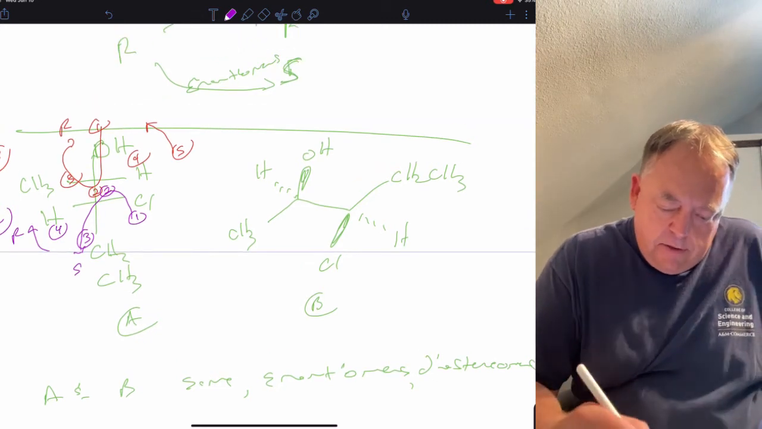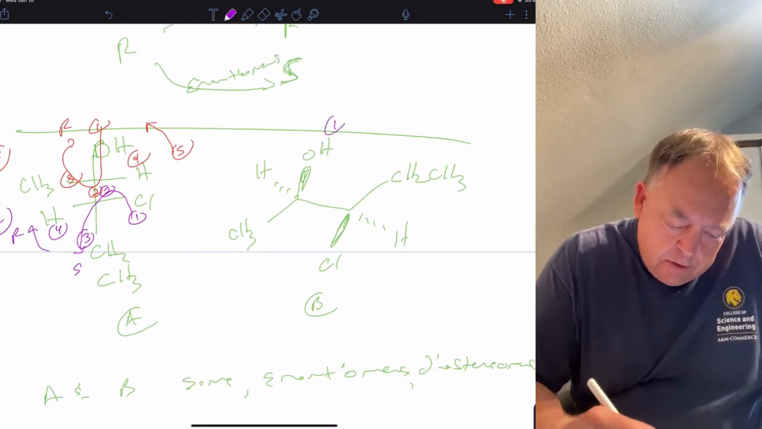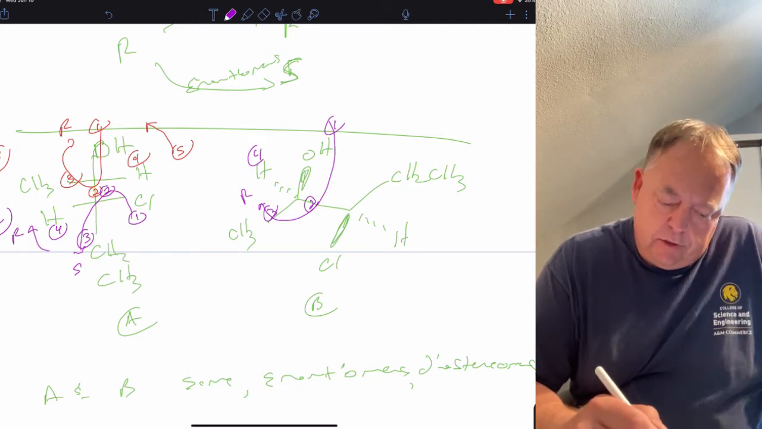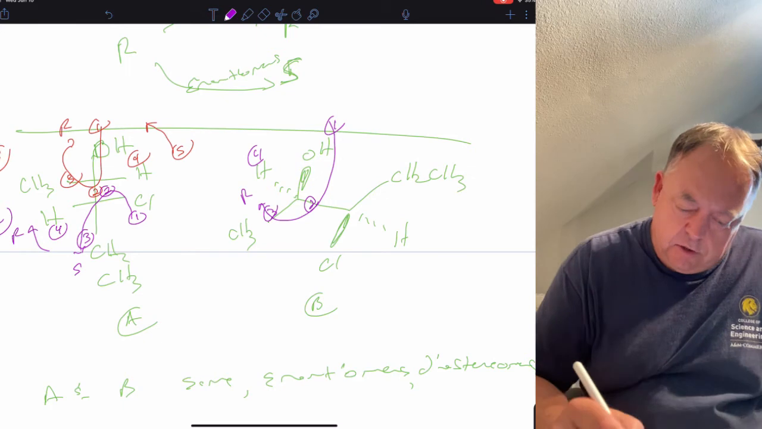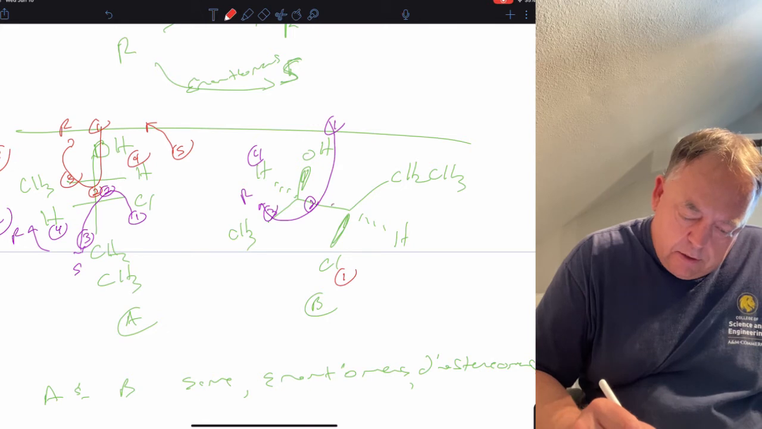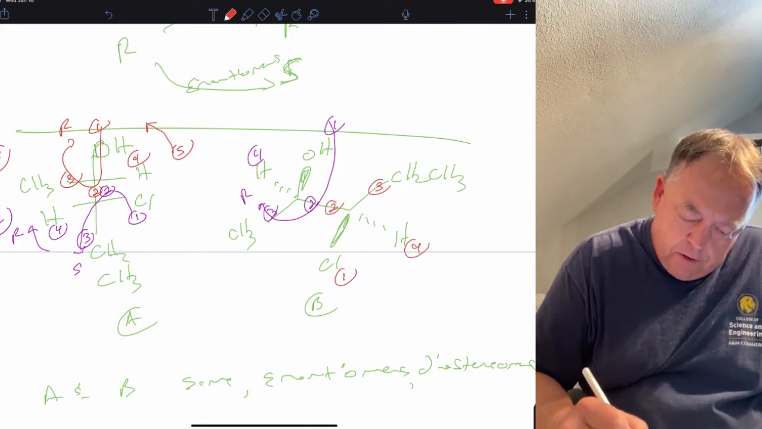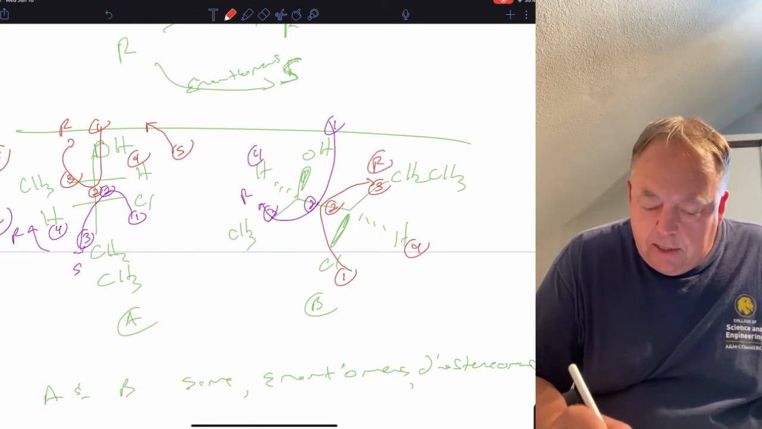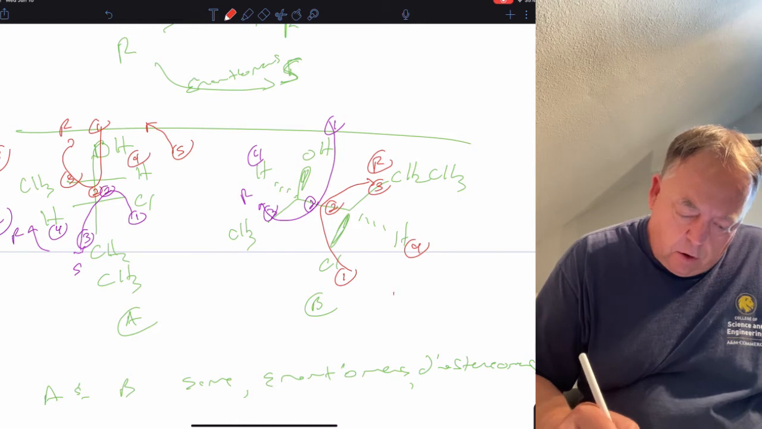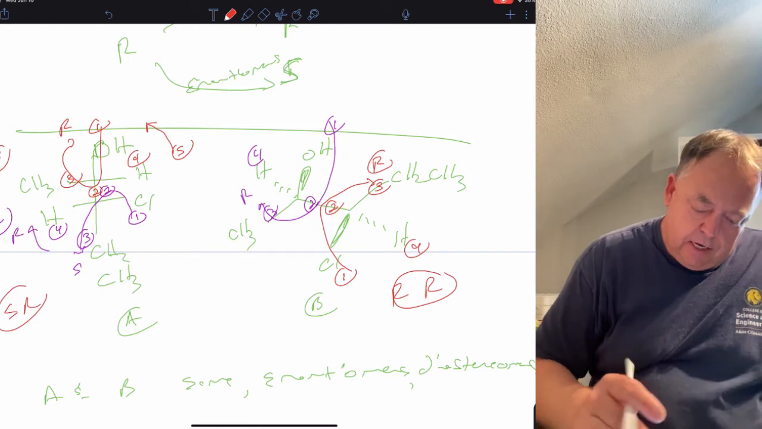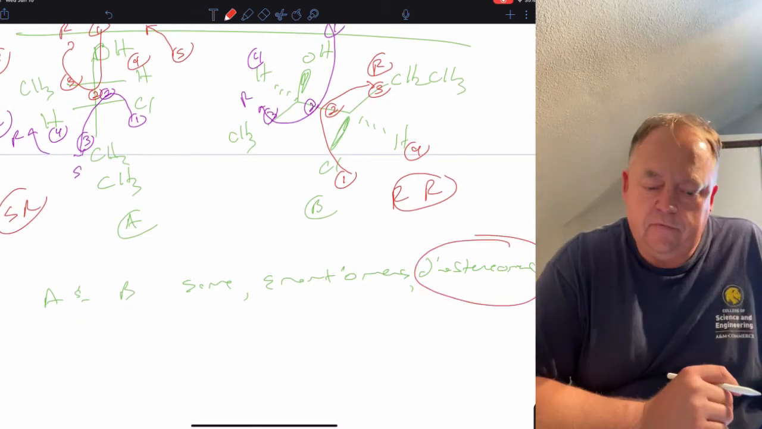How about the dash wedge structure? So this is 1, this is 2, this is 3, that's 4. 1 to 2 to 3 is clockwise, that's R. 4 is on the dashed line, so the answer stays. So this is R at the carbon with the OH. And the carbon with the chlorine, that's priority 1, that's priority 2, that's priority 3, that's 4. 1 to 2 to 3 is clockwise, so that would be R. 4 is on the dashed line, so it stays R. So this is the RR isomer. A is an SR isomer, so A and B would be diastereomers of each other.